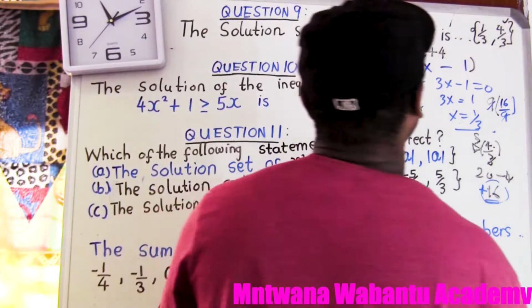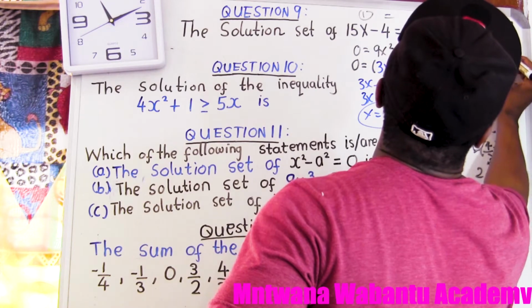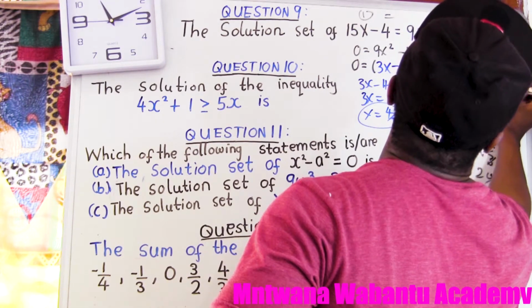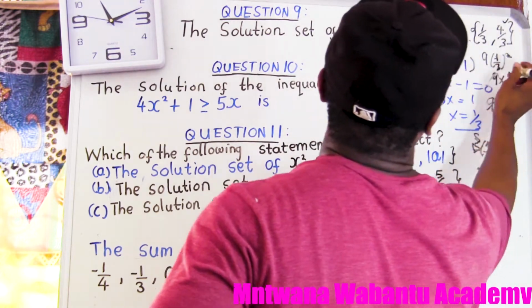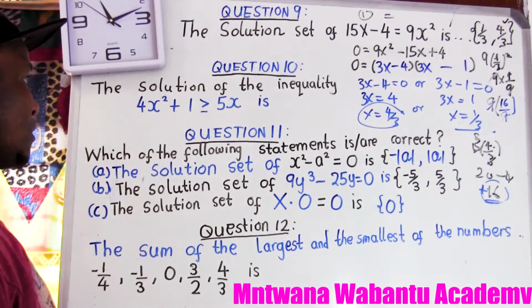I hope you understand what I say here. Because look, it's 9 times 1 over 3 squared. This is going to be 3 over 9. So 9 times 1 over 9, I mean 1 over 9. This and this cancel, equal to 1. 1 equal to 1. So yes, it is the solution set of the question.